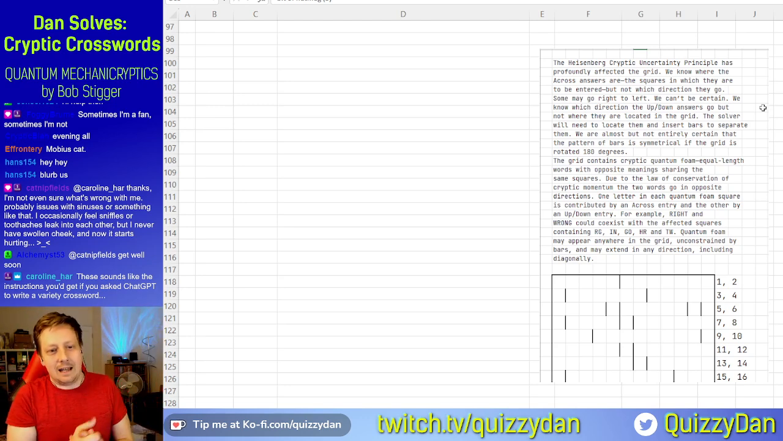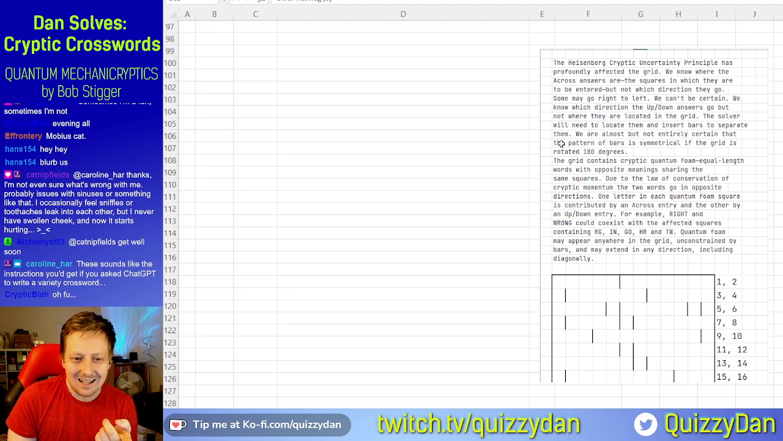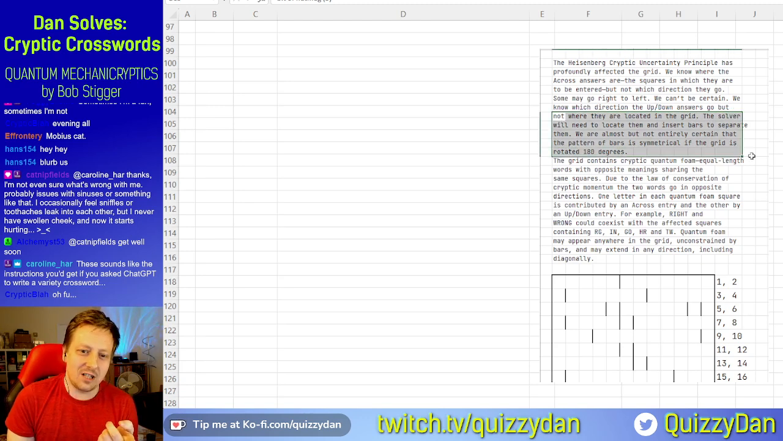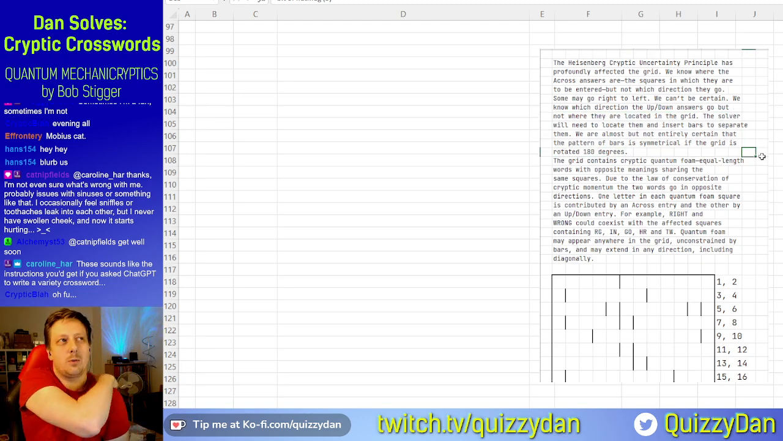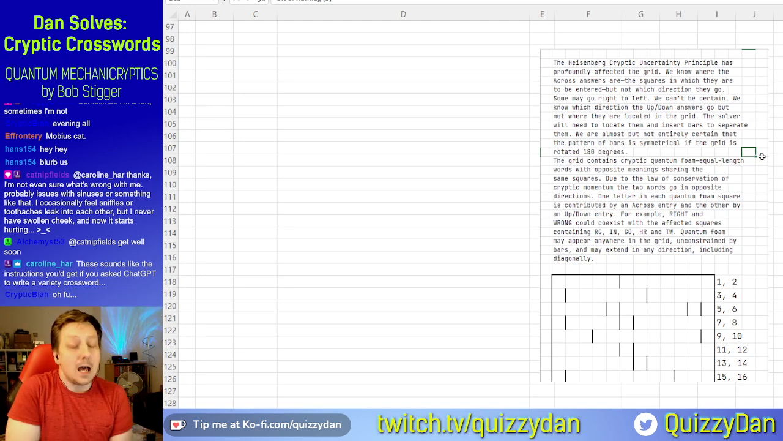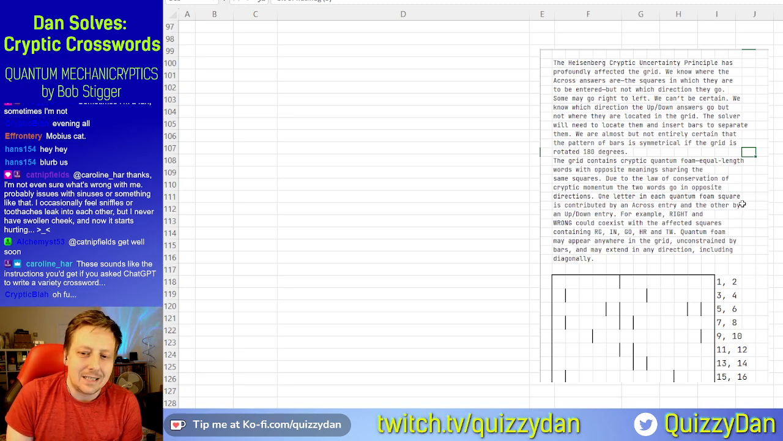Brilliant. And then we need to enter bars, so it says that it's almost certain that it's symmetrical, but not quite. So I don't know how to take that. I don't know whether that's going to mean it is symmetrical or it's not. Yeah, absolutely cryptic. That's basically the reaction of everyone in the chat.